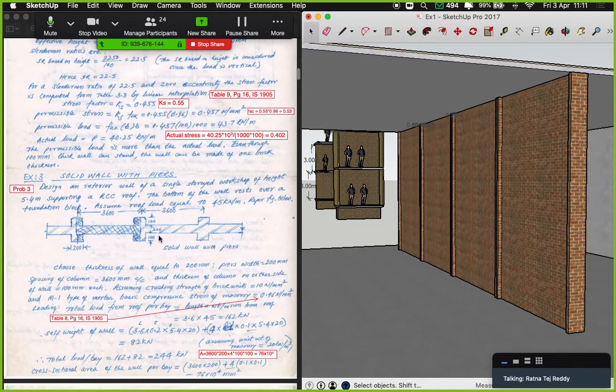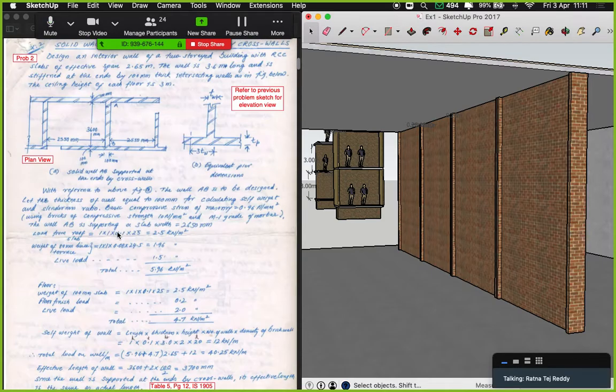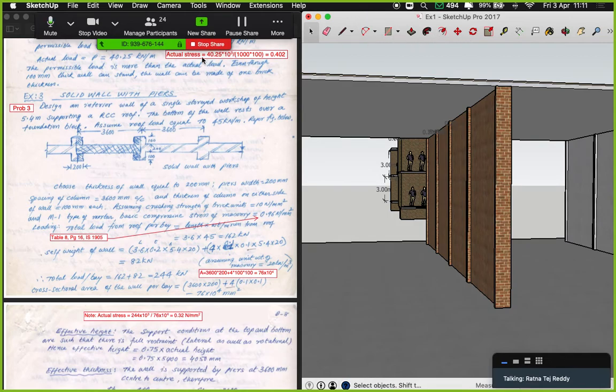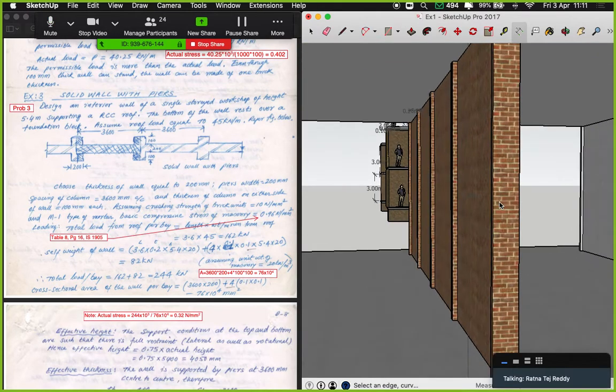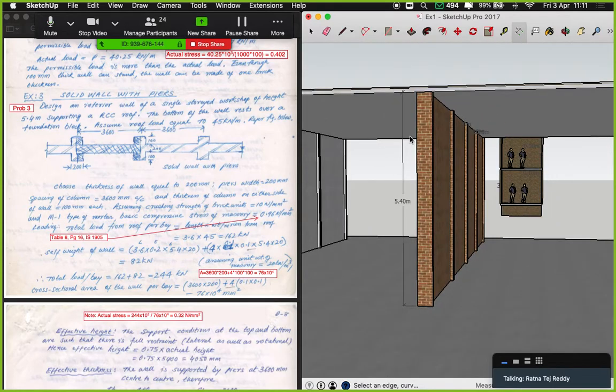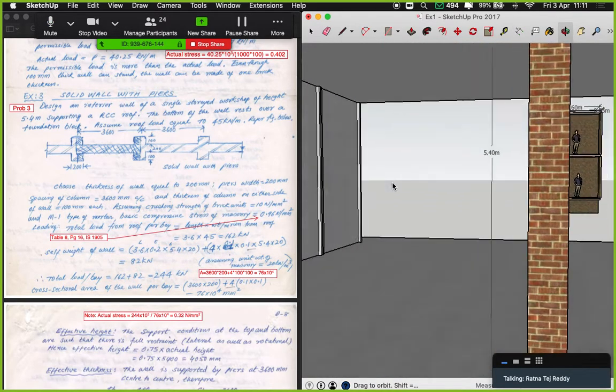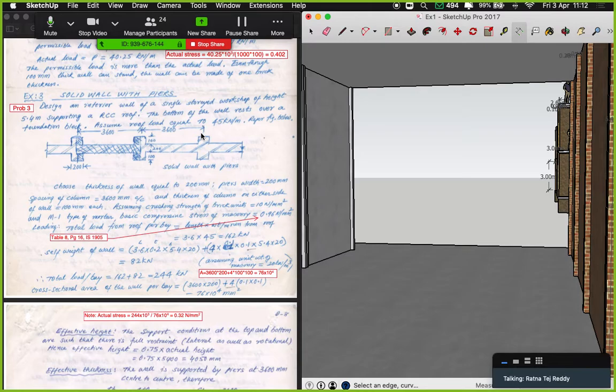As the question says, design an interior wall of a single storied workshop of height 5.4 meters. So the height of this particular workshop is 5.4 meters. That is the clear height. Let me just depict that over here. From here to here, this will be 5.4 meter. The clear height is 5.4 meter, supporting an RCC roof. This is your RCC roof. The bottom of the wall rests over a foundation block.